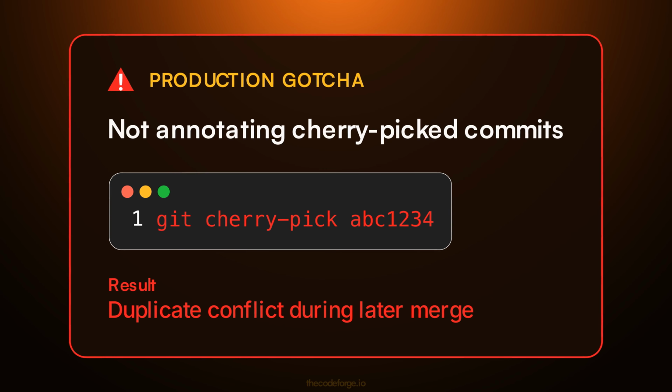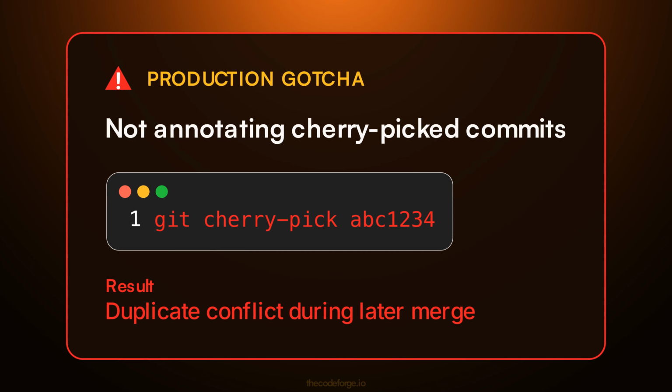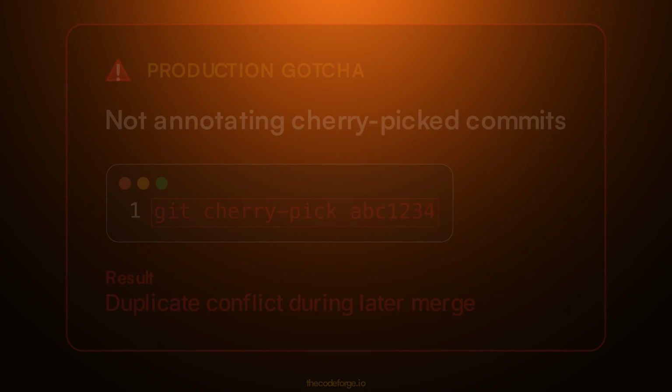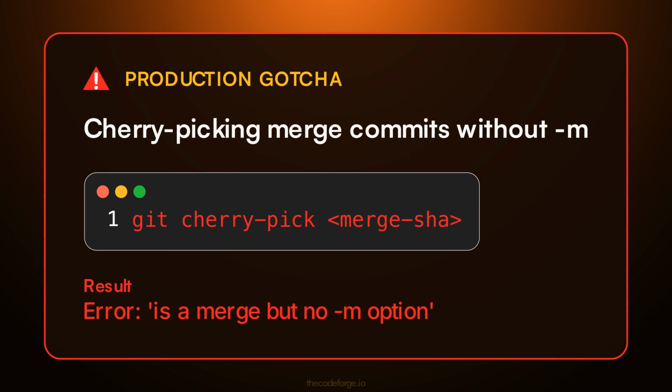When you cherry-pick without -e, the new commit has no reference to the source SHA. During a future merge, Git sees two different commits touching the same lines and raises a conflict. Always use git cherry-pick -e to annotate the source SHA. Merge commits have two parents. Cherry-picking them requires the -m flag to specify which parent to use as the base. Without it, Git refuses to apply the commit.